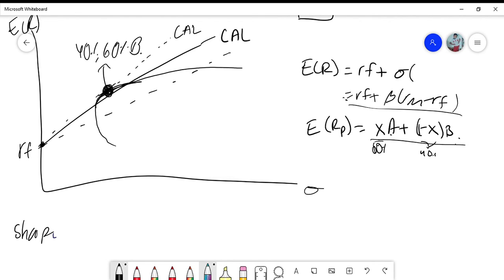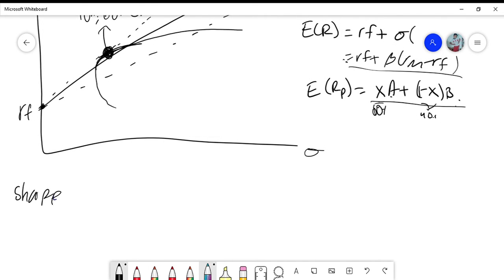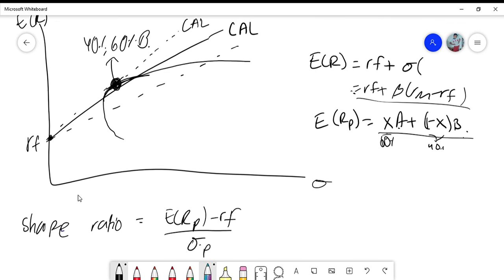So that's what this is. There's this thing called the Sharpe Ratio, which is our expected return on some portfolio, I'm going to write P for portfolio, minus RF, over the standard deviation of that portfolio. RF is the risk-free rate.